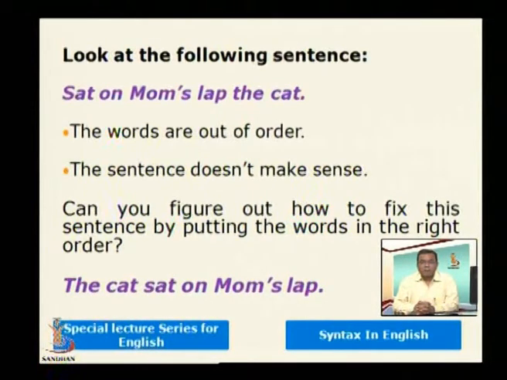The sentence doesn't make sense because whenever we listen, whenever we read any idea, our mind decodes the words and the entire idea in a specific way. If there is some flaw, some error, some mistake, then there would prevail some sort of misunderstanding. The mind of the reader, the mind of the listener would not accept that idea. The same occurs here when you listen or read one such sentence, "Sat on mom's lap the cat."